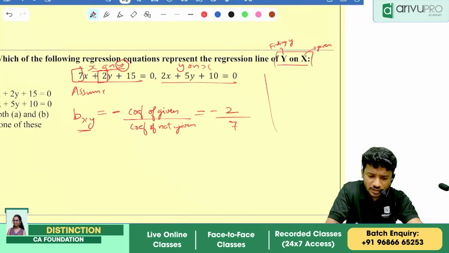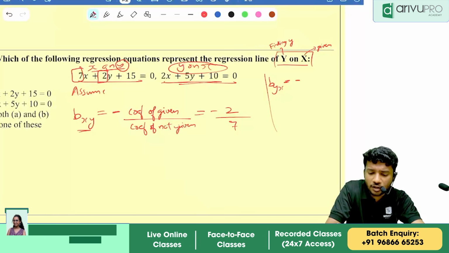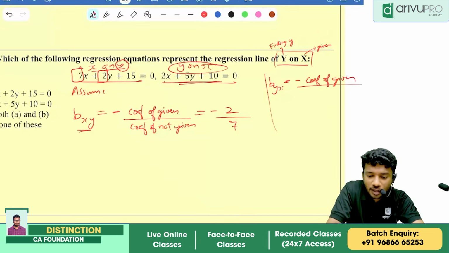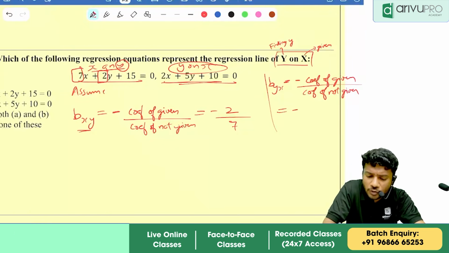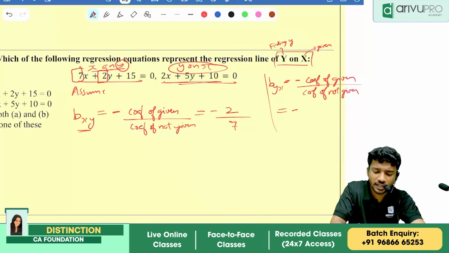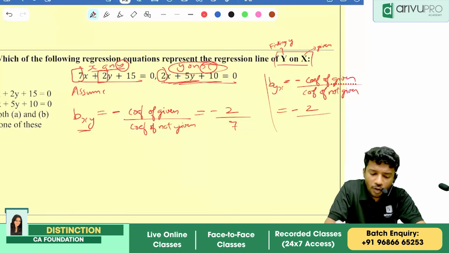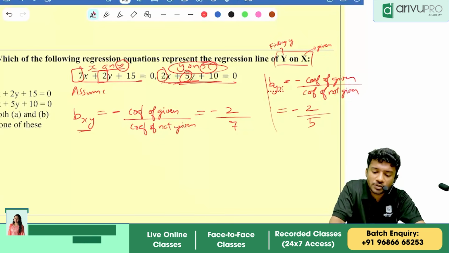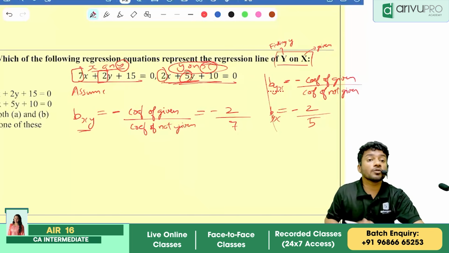Next, we will check the next one. We are going to find the second one. There we are going to find what? The byx. What is the formula? Minus of coefficient of given. We will not change the formula. Divided by coefficient of not given, or whatever we are finding, which is equal to minus of what is given here? X is given. What is the coefficient of x? 2. What is the coefficient of not given? 5. So that is minus 2 by 5.